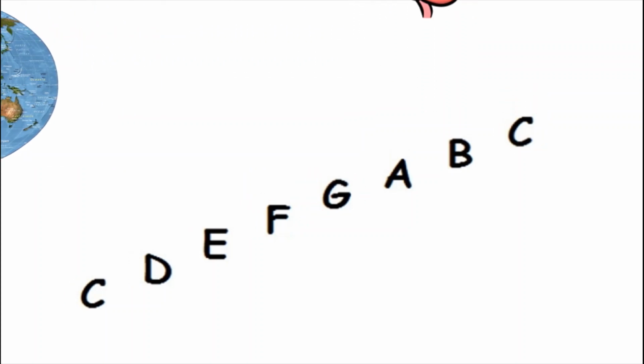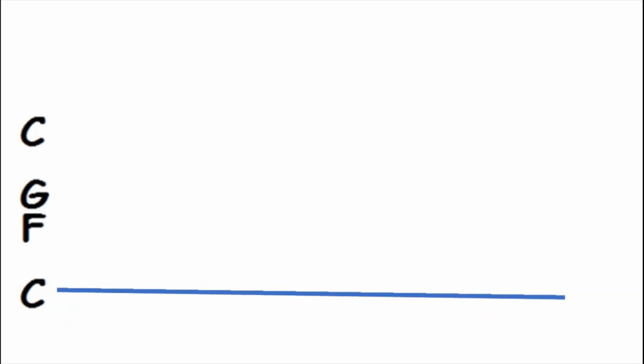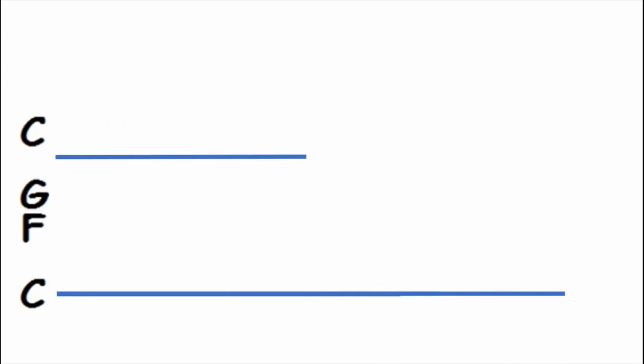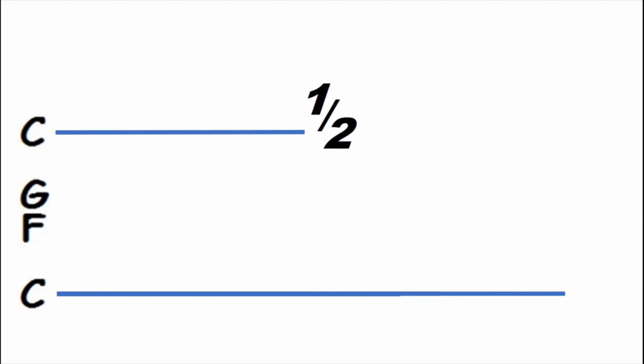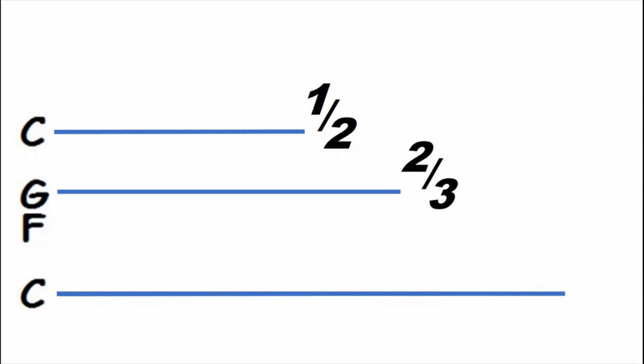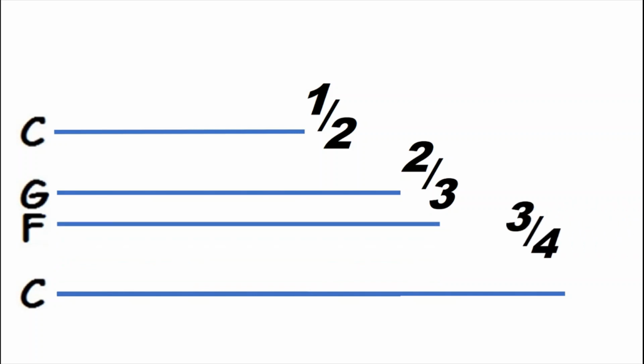And the thing is, if you take a string, like for instance the C string on a ukulele, and cut it in half with your finger, you get an octave. If you cut it into another common fraction, 2/3, you get the 5th interval, or G. And if you cut it into 3/4, you get the 4th interval, in this case F. 1/2, 2/3, 3/4. Our ears just like this.